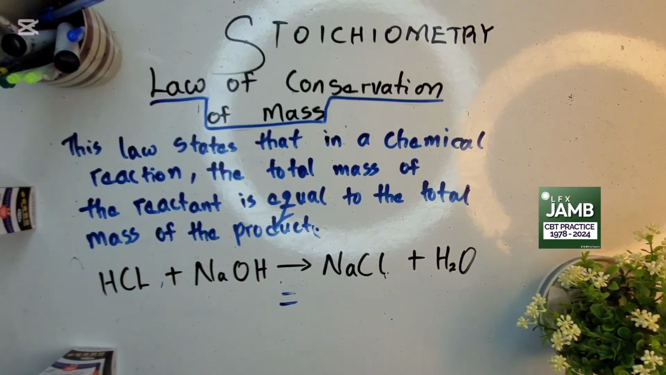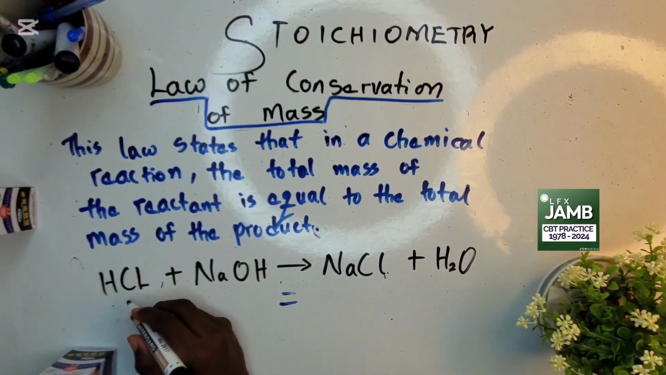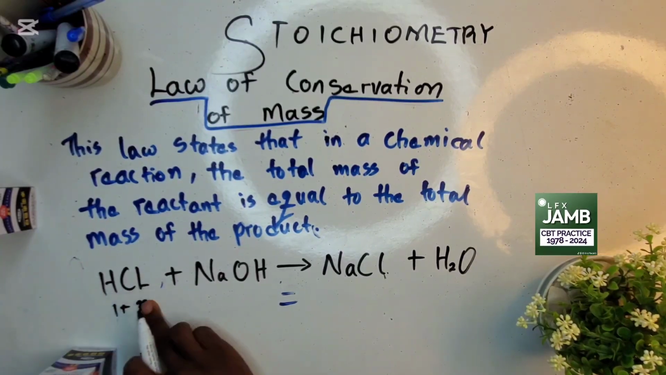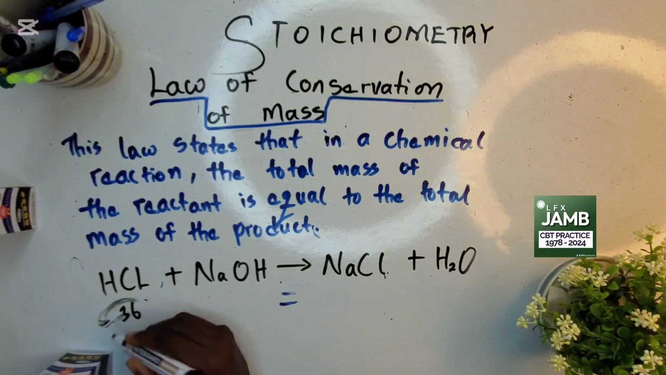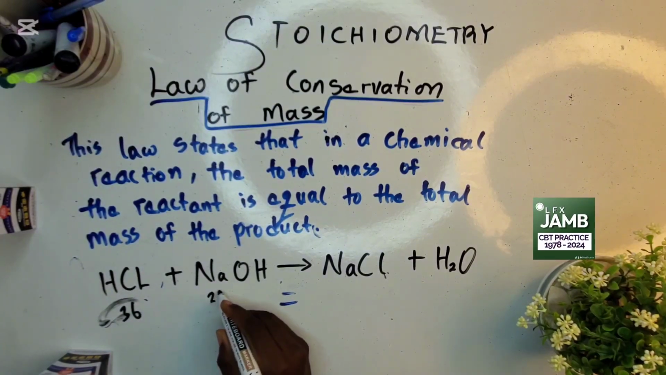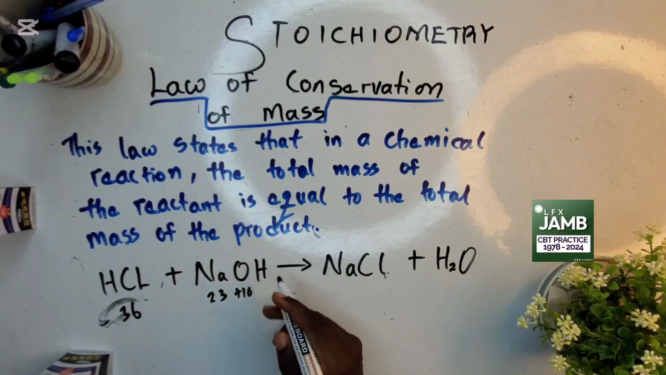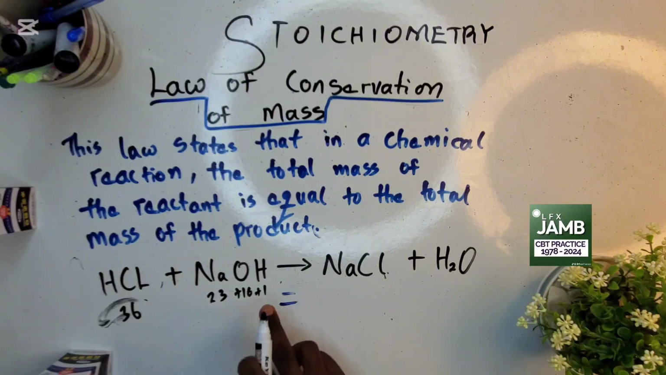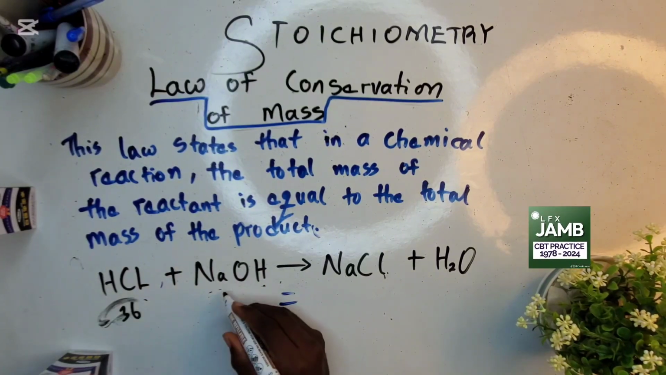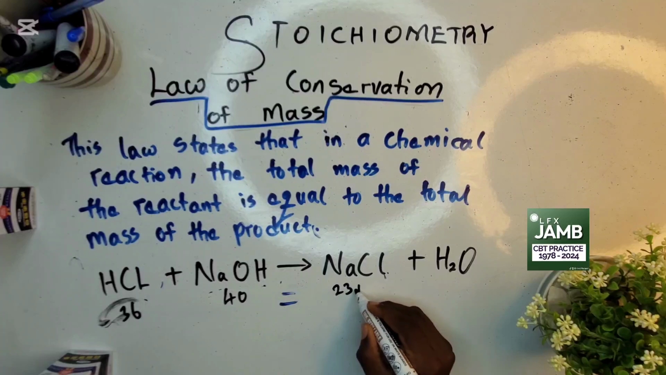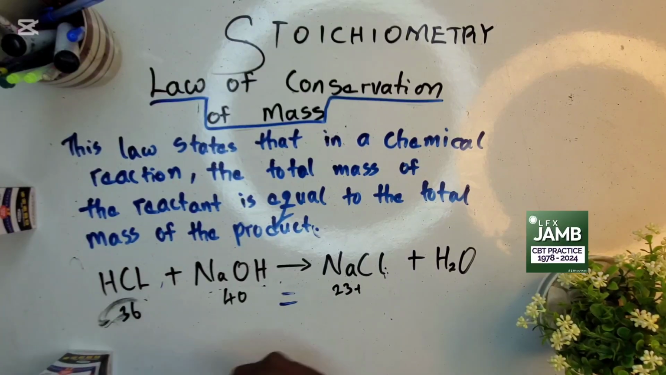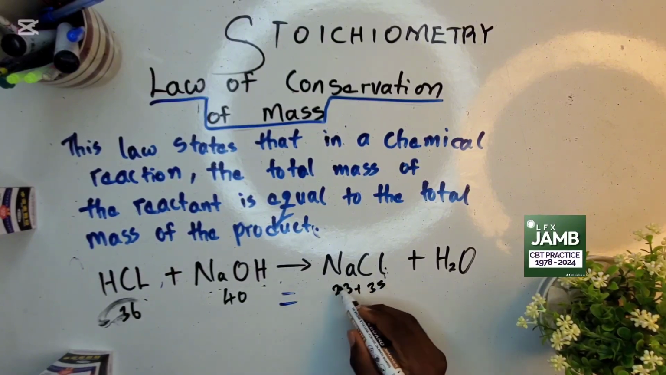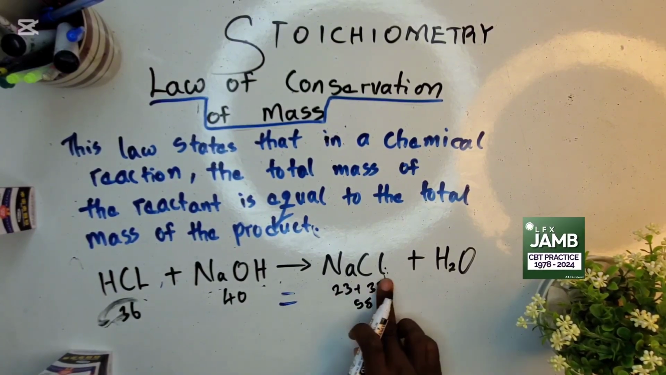Let's try that out. So this is what we have: the mass of hydrogen is 1 plus chlorine, which is 35. Adding this together will give us 36. So we have sodium to be 23 plus oxygen, which is 16, plus hydrogen, which is 1. Adding this together will give us 39 plus 1, which is 40. So this is 40. Here we have 23 plus chlorine. Recall chlorine is 35. This is the right hand side now, which is the product side. The summation of this will give us 58.